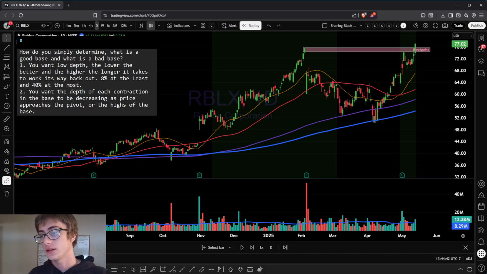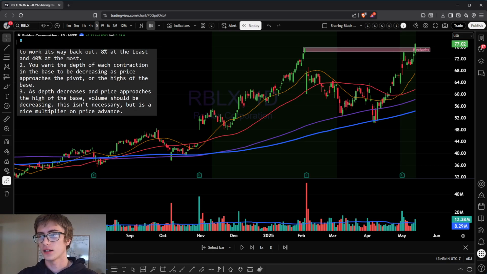So that's very positive. But you also don't discredit something like Roblox where it pulled back 33%, but it still provided a very clean setup. So I like to say just 8% at the least and 40% at the most. Anything under 8%, you're probably trading it would have to be a very low volatility stock that barely moves, and it's not the type of thing that you're going to make good, fast money on.